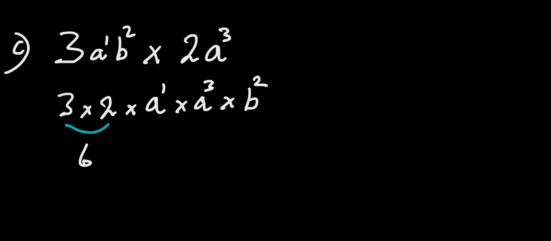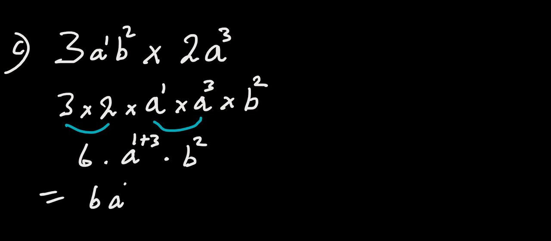And then we also have a exponent 1 times a exponent 3. So we have to apply the multiplication rule to this, and so we just need to add the exponents and keep the base, which is a, times b exponent 2, or b squared. So automatically this is going to give us 6, and 1 plus 3 is 4. So 6a exponent 4 b squared. This is the final answer to this question. I hope this makes some sense. All right, let's move on to the next one.